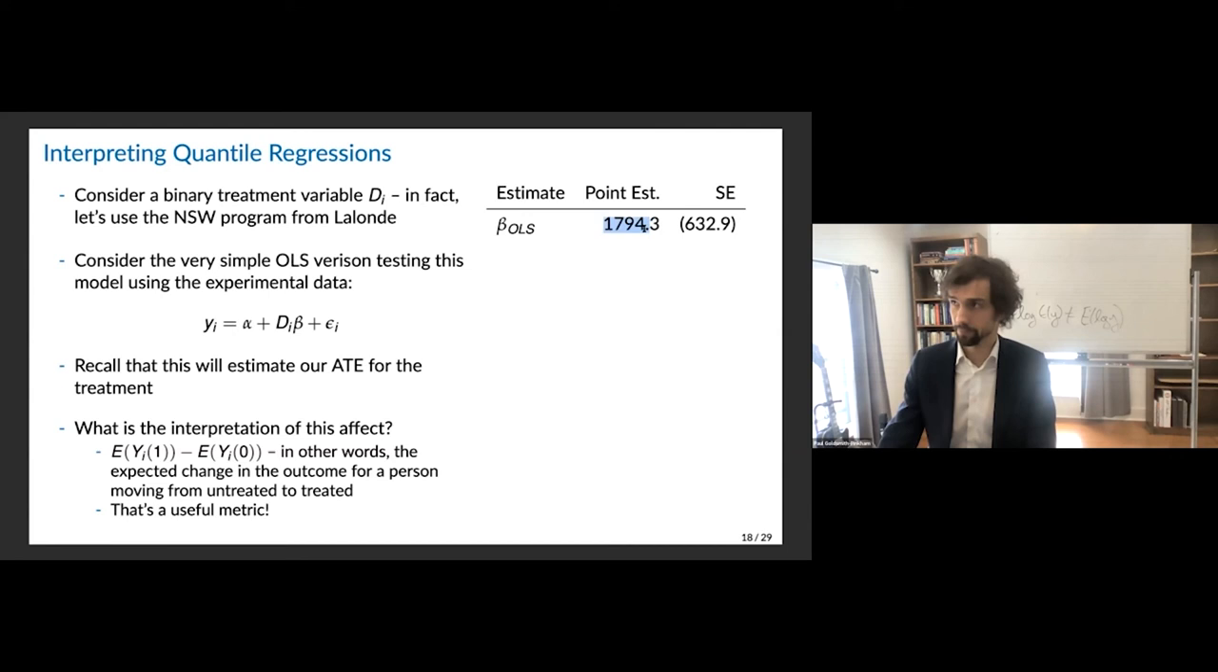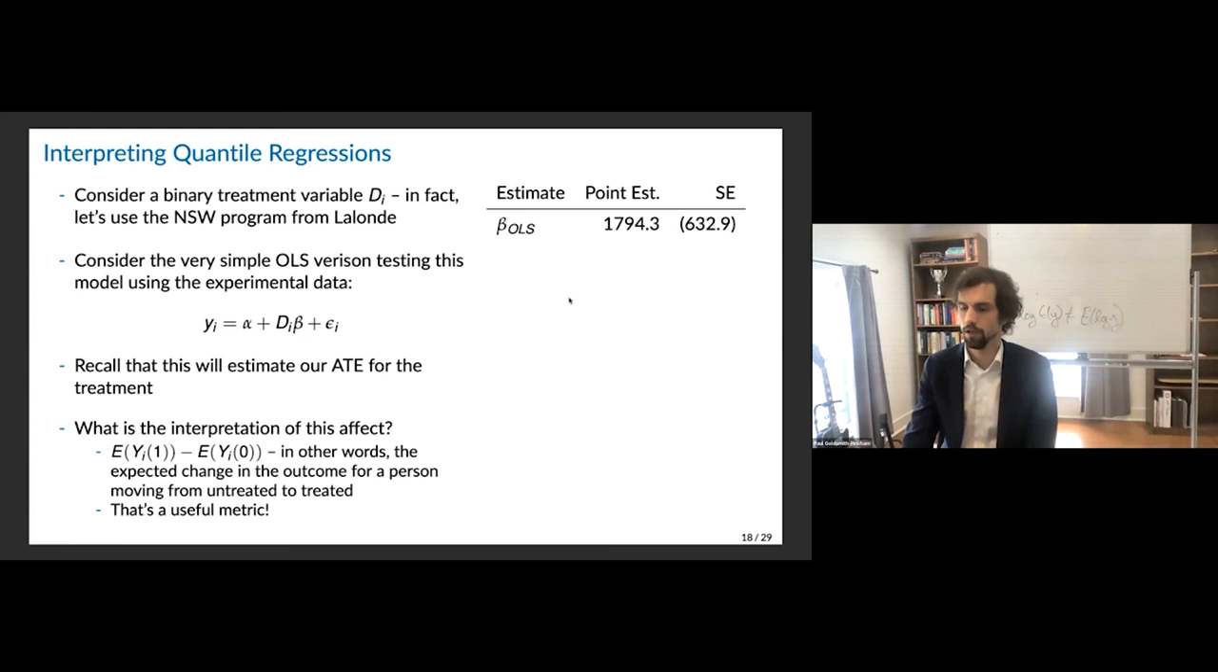And so what's the interpretation of this effect? Well, the interpretation is that it's the difference in means between a person getting the treatment versus not, how much they would change from going from the control group to the treatment group on average. That's a pretty useful metric, right? For predicting what's going to happen going forward. Obviously you could do heterogeneous treatment effects. You could condition on characteristics, and we could have gotten something more precise. But more generally, this is something that predicts within person what's going to happen.